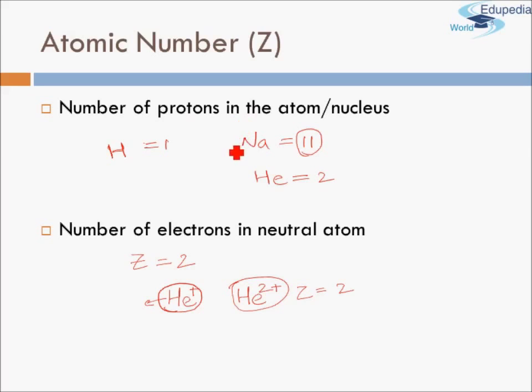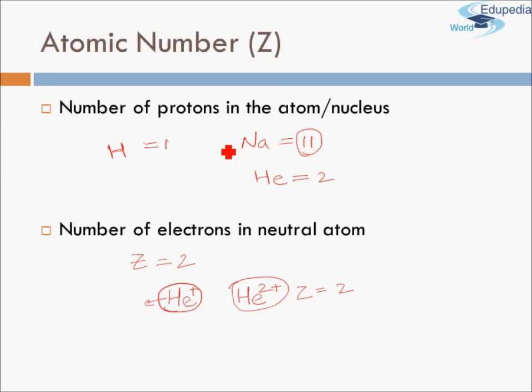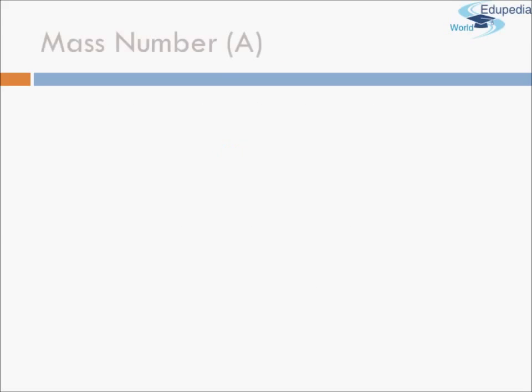Alright, now let's move on to mass number. Now mass number is represented by capital A. So remember this notation, okay, this is standard notation, you cannot change it. So we know that atomic number is represented by Z, not A. It is represented by capital Z, whereas mass number is represented by capital A.